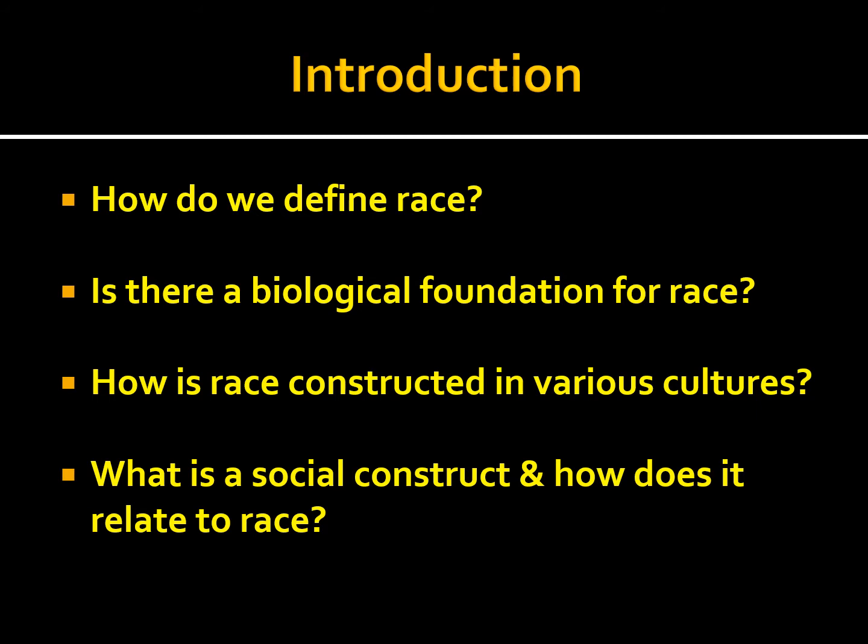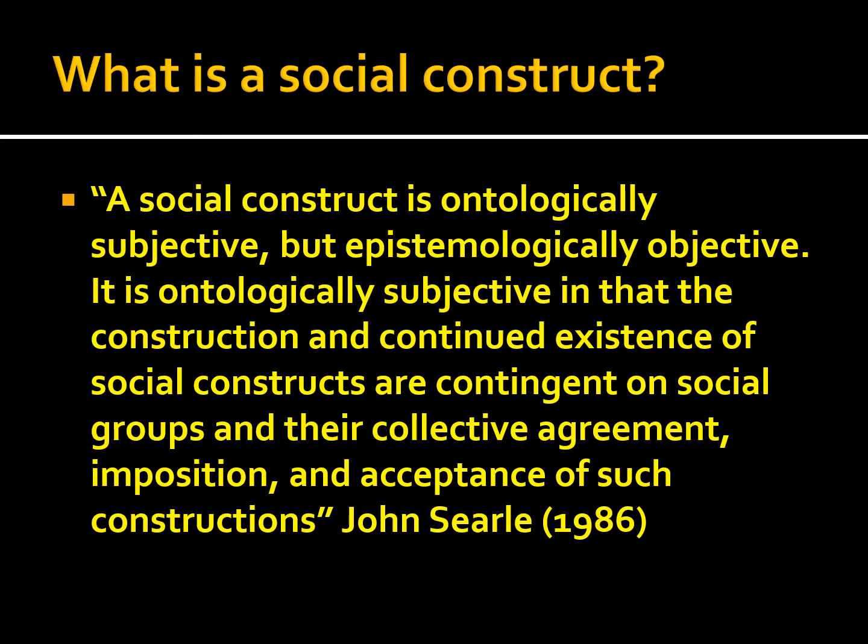So to define a social construct, it is ontologically subjective but epistemologically objective. It is ontologically subjective in that the construction and continued existence of social constructs are contingent on social groups and their collective agreement, imposition, and acceptance of such constructions, right? And what John Searle is really saying here is that these social constructs exist because we believe they exist. We make them up, but they have very tangible real world consequences, right?